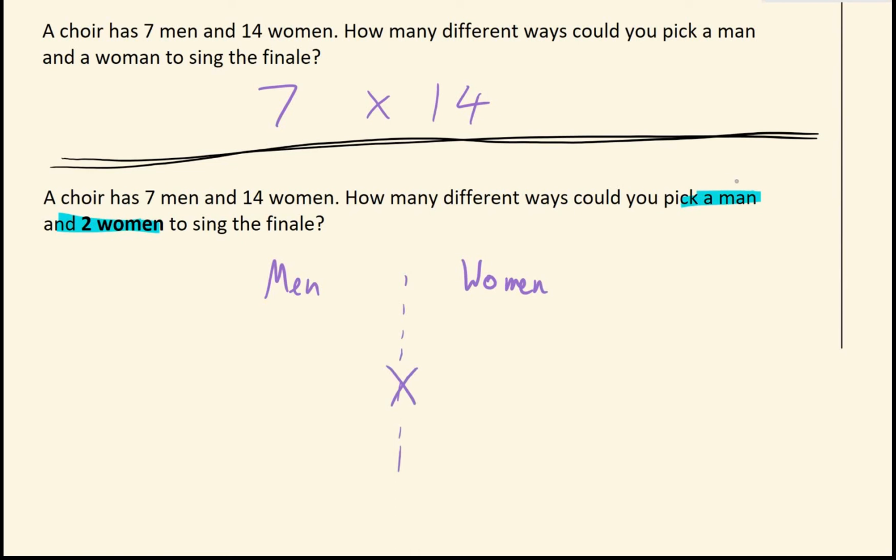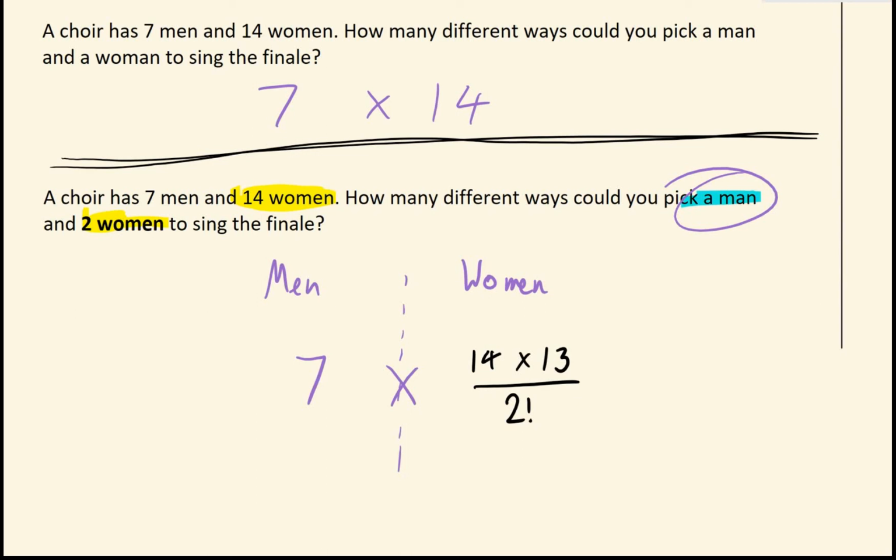So I'm only picking 1 man, so there's only 7 choices. So that one's fairly straightforward. I now want to pick 2 women from a total of 14. And again, here the order does not matter. I don't care which woman I pick first, and that means I have to divide. So for the women, I've got 14 choices for the first one, 13 choices for the next one, and because the order does not matter, because I don't care who I pick first, I then have to divide that by 2 factorial.